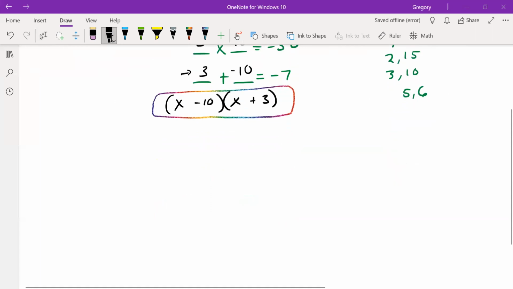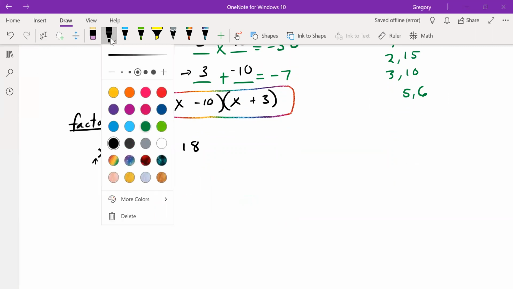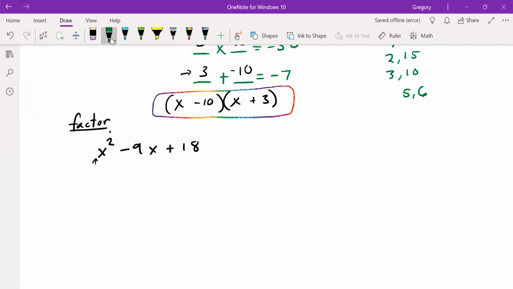I'm going to do x squared minus 9x plus 18. Again, we're just factoring that. So I'm not solving, I'm just factoring. There's no number that divides into any of these, 9, 18. And remember, if we don't see anything, we assume we have a 1 in front of the x. So I still have a positive 1 there. So I can't factor anything out.